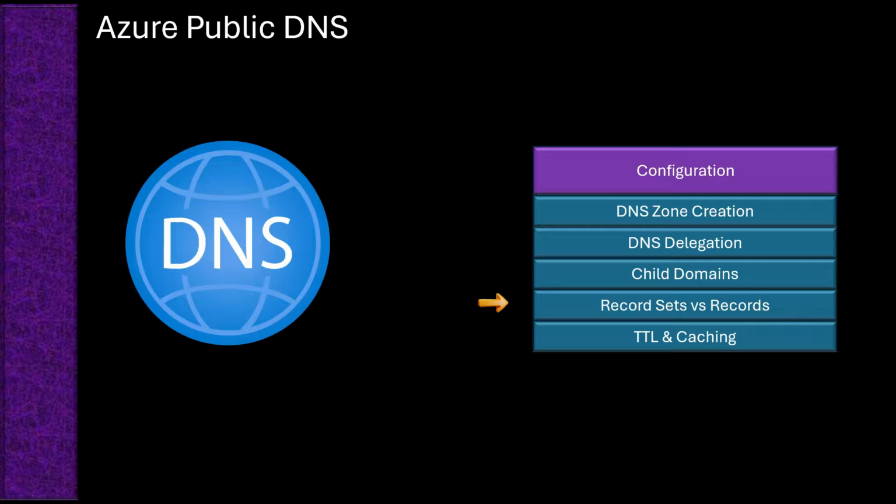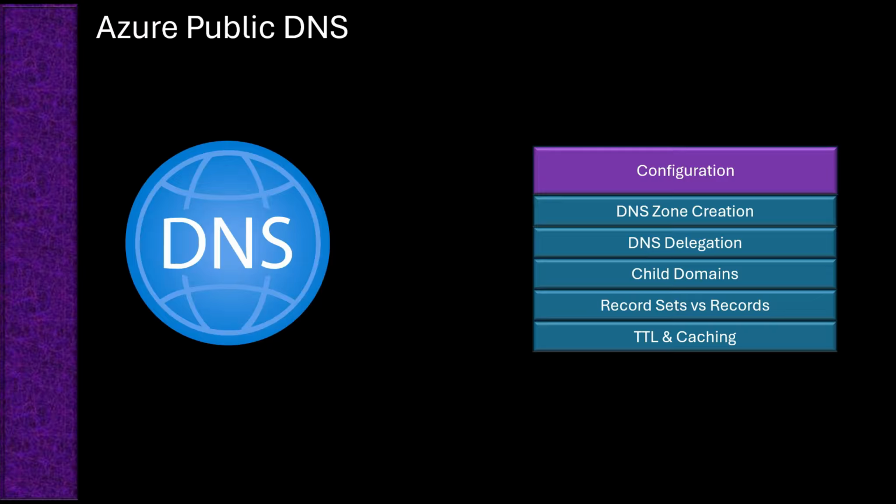A record set in Azure DNS groups records of the same name and type. For example, if you have multiple A records pointing to different IPs, they are organized in a single record set. For each DNS record, you configure the time to live, which is TTL, and it determines how long clients can cache the DNS response. A higher TTL reduces DNS queries but might delay changes from being reflected. A lower TTL speeds up updates but increases DNS traffic.